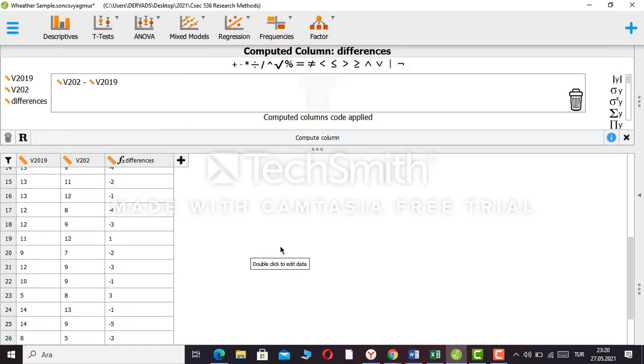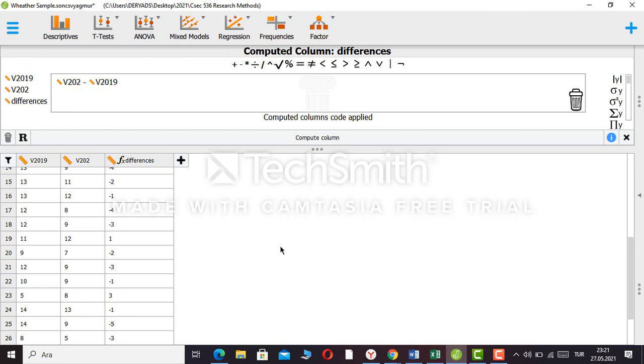We have 4 assumptions for this test, and the first 2 of them are: one, a dependent variable that is measured at a continuous level; two, one independent variable consisting of 2 categorical related groups or matched pairs, which should be matched pairs.